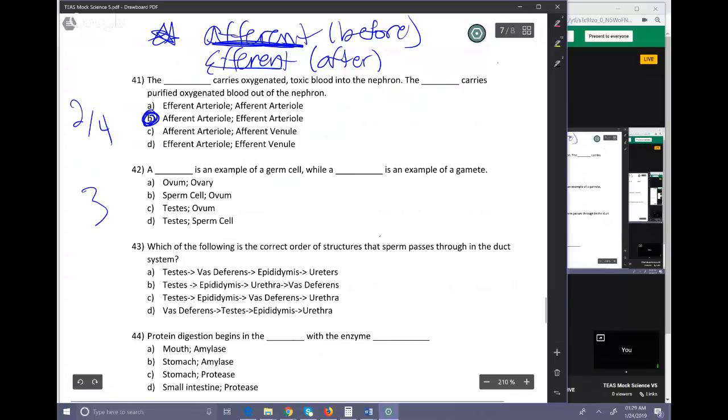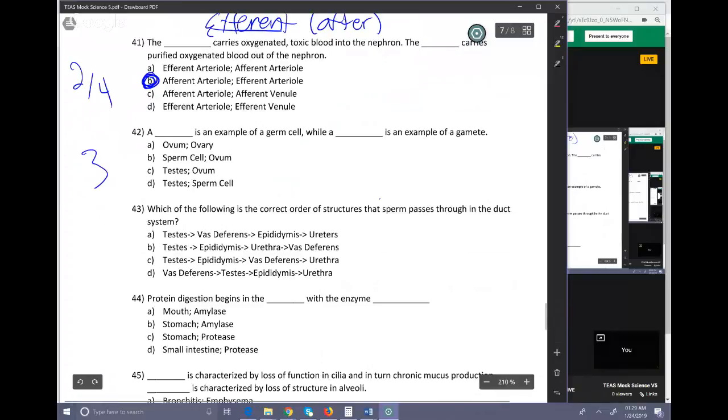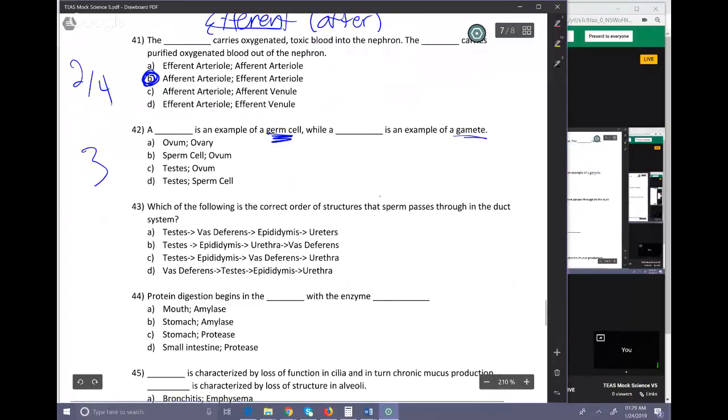42 is from Anatomy 3. A blank is an example of a germ cell, while a blank is an example of a gamete. These don't have to be paired appropriately to gender. You could totally have a sperm cell here and an ovary here. That would be fine. However, the way that they happen to have these answers put together, the only one that works is A. All of the others are either, in the case of B, these are both germ cells. In the case of C and D, they are backwards. They've got the gamete first, and it's supposed to be the germ cell first.